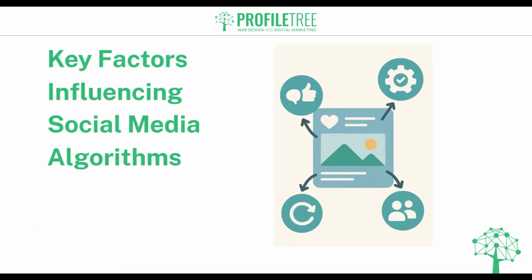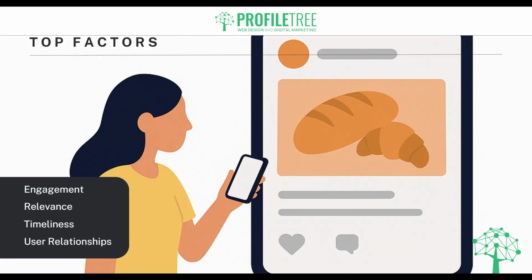So the next one there is key factors influencing social media algorithms. Let's have a closer look at the key factors that social media algorithms use to decide what to show you. The top factors that influence social media algorithms. Number one, engagement. Now, the more engagement your content receives, the more likely it is to be shown to others. Now, this includes likes, shares, comments, and even how long someone spends looking at your post. So that all falls into one area.